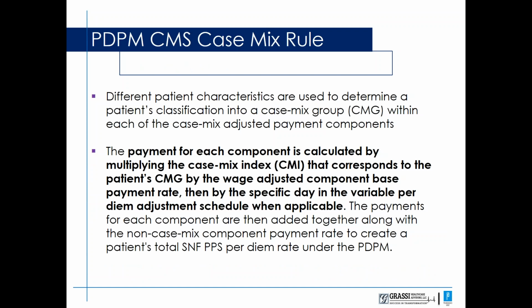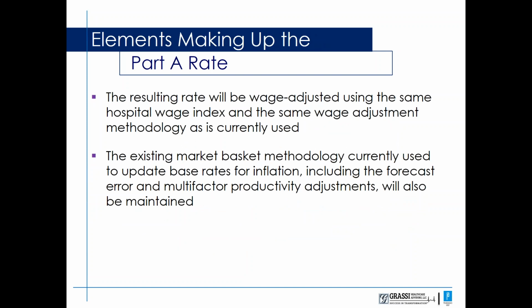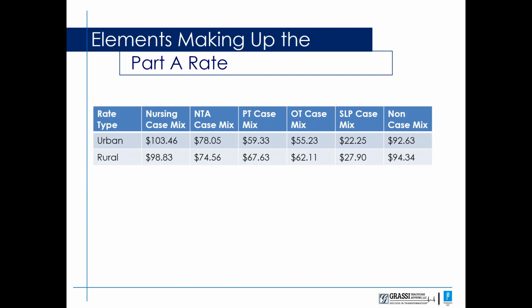The payment for each component is calculated by multiplying the case mix index that corresponds to the patient's CMG by the wage adjustment, and then the base payment rate, and then the specific day and the variable per diem. As I said, the rate drops over time. So let me just show you an example. You see how you have a resident comes in, let's say it's in an urban environment here in New York City.